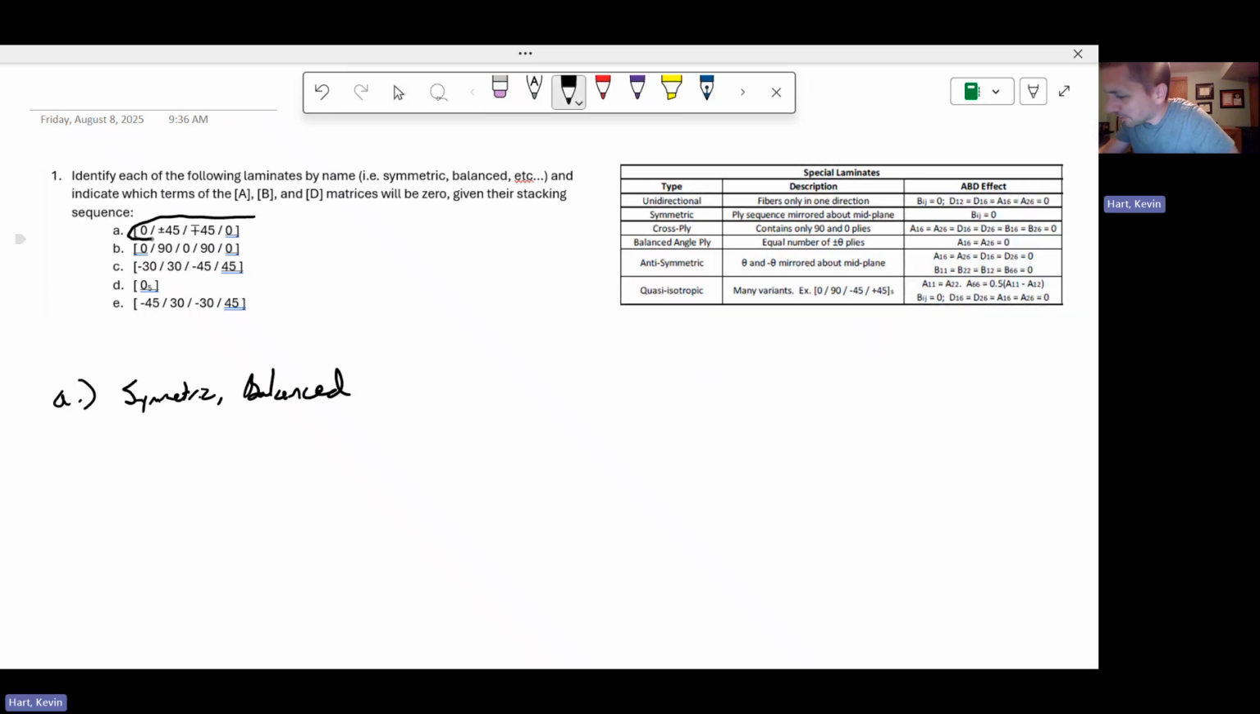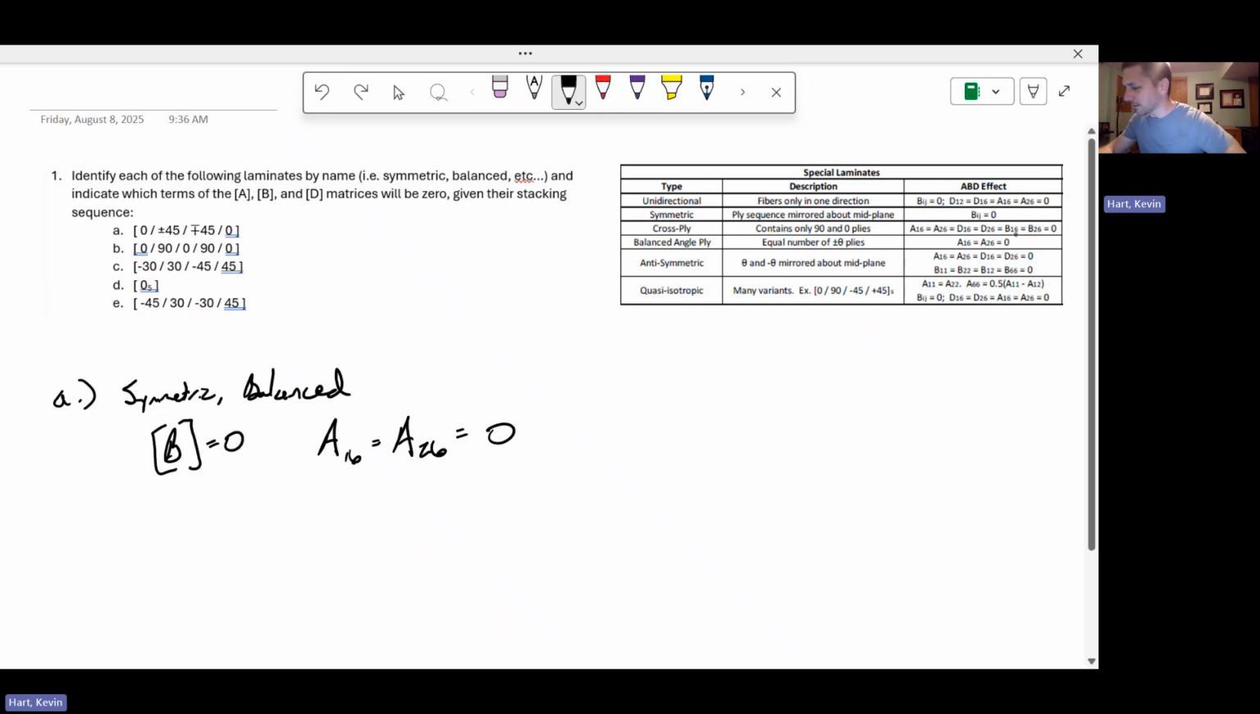This guy is 0, plus minus 45, minus plus 45, 0. It's symmetric because the ply sequence is mirrored about the midplane. It's balanced because it has an equal number of plus minus theta plies, so an equal number of plus minus 45s in this case. If it's symmetric and balanced, what's going to happen? Looking at the chart, the B matrix is going to be 0, and some entries of the A matrix are going to be 0, specifically A16 and A26 if it's balanced. So if you get balanced, A16 and A26 are 0.